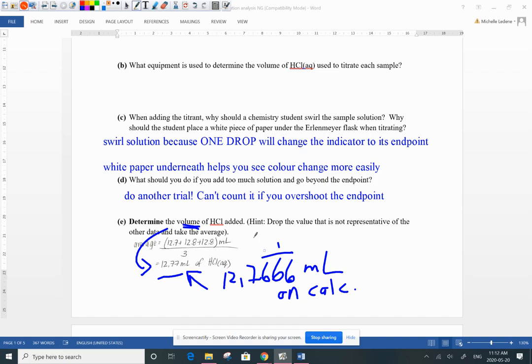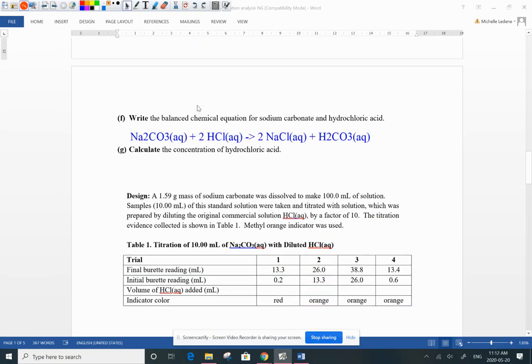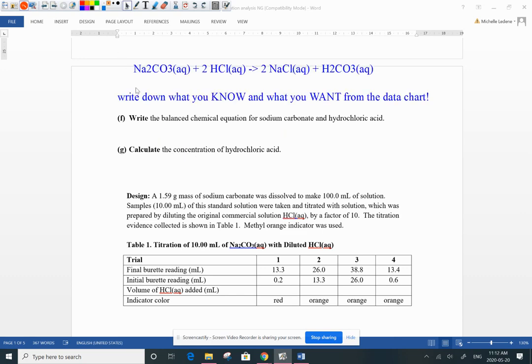Okay, so keep all these digits on your calculator for doing our calculation. Okay, and then you set up your balanced equation. So Na2CO3 plus 2HCl. And the question is asking us now, calculate the concentration of the hydrochloric acid.